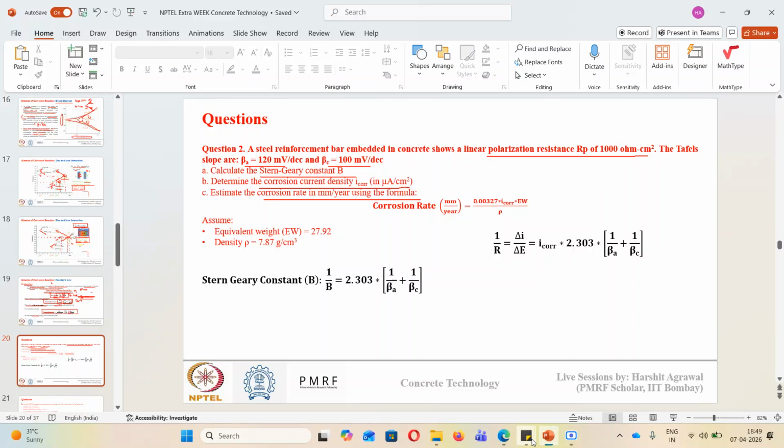Have we calculated what the Stern-Geary constant value will be? Can anyone tell me?